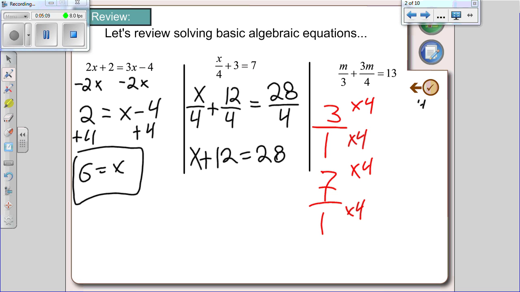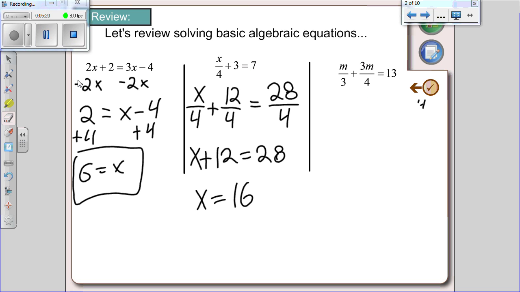Now it's an easy question. Move that 12 over, and x is equal to 16. We just moved the 3 over right away.